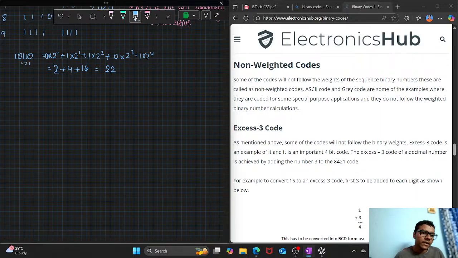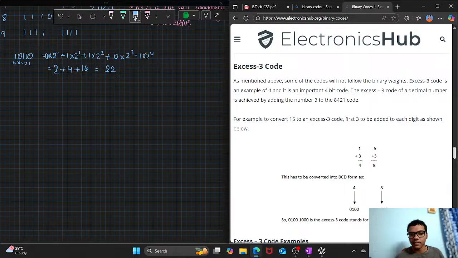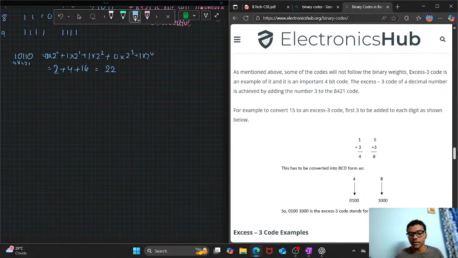Right, let's check it over here. 1, 2, 4, 8, 16. 16 plus 4 is 20, 20 plus 2 is 22. That is how non-weighted codes work. We have been dealing with this from the start of this lecture itself.